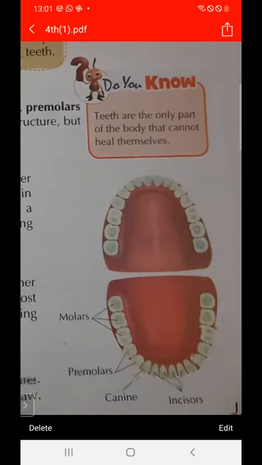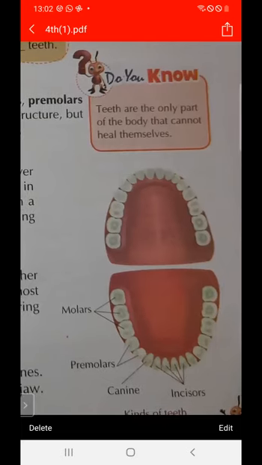Incisors, they are 8 in number. Canines, they are 4 in number. Premolars, they are 8 in number, and then molars, they are 12 in number.